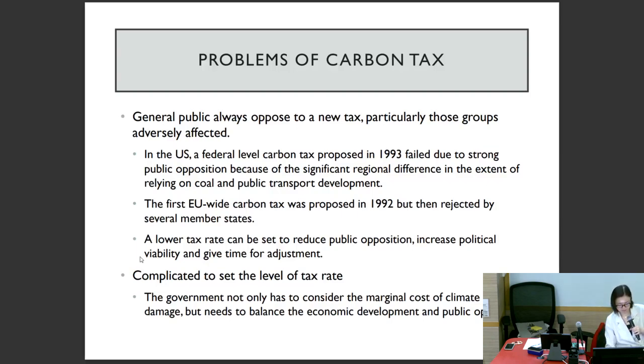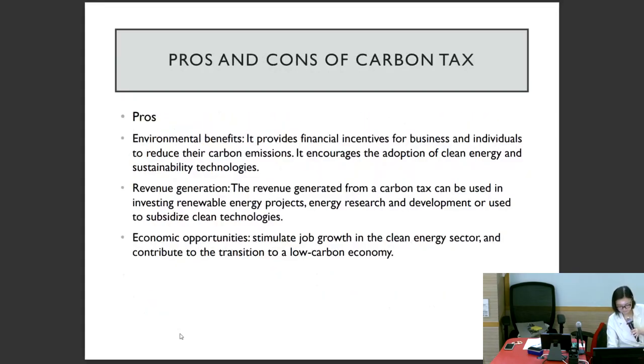resistance from the public. The government not only has to consider the marginal cost of climate change damage, but needs to balance the economic development and public opinion. So it's not just about the carbon abatement curve, the amount of carbon that you want to reduce, but you have to balance the economy and also the effects on the public.